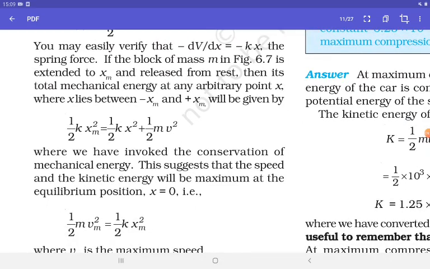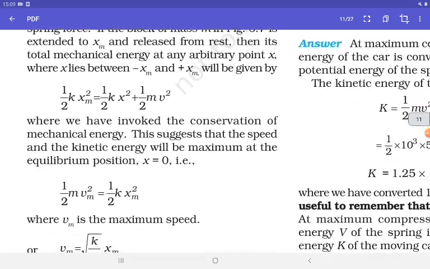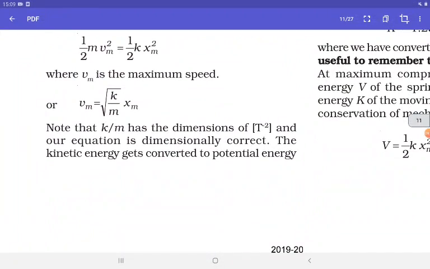This suggests that the speed and the kinetic energy will be maximum at the equilibrium position x equals 0. That is, half m vm square equals half k xm square, where vm is the maximum speed, or vm equals under root k upon m times xm. Note that k by m has the dimensions of T to the power minus 2 and our equation is dimensionally correct.